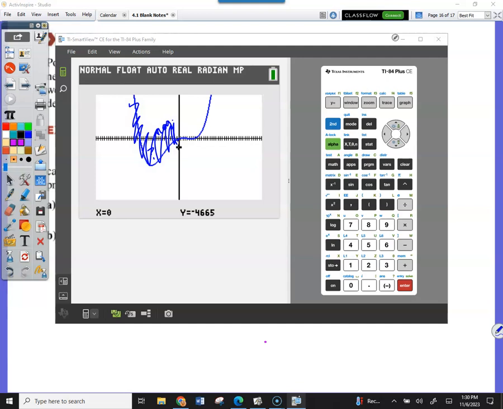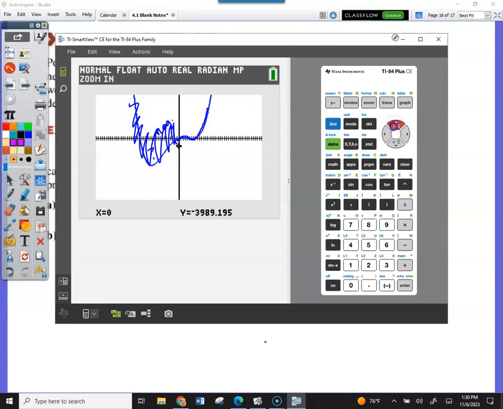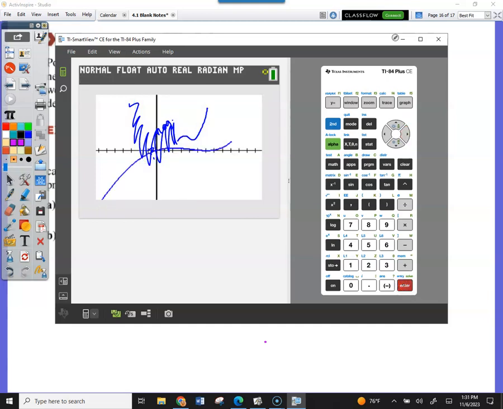Well, it looks like right here it's coming up, coming down, and then going back up, right? So I might want to zoom in on that area. Hit zoom, zoom in. The cursor's going to flash. You're about to run into something, just a heads up.